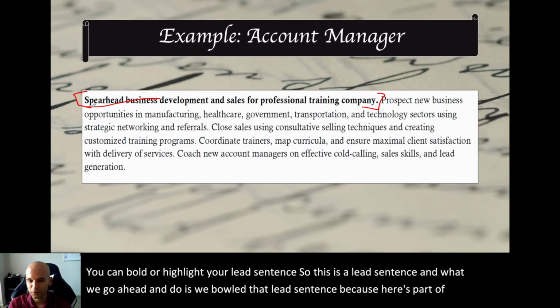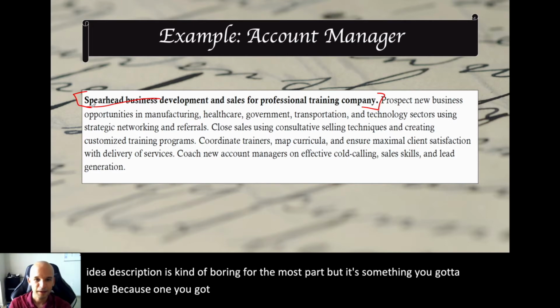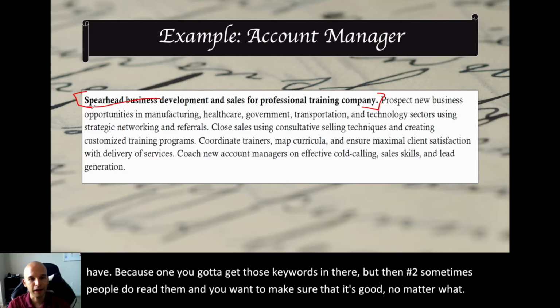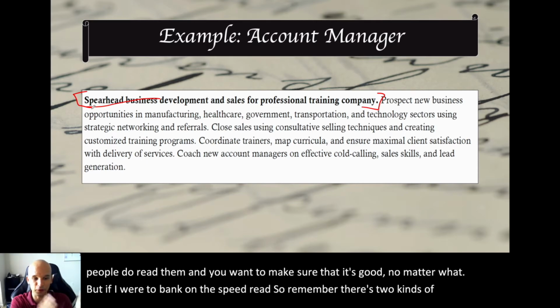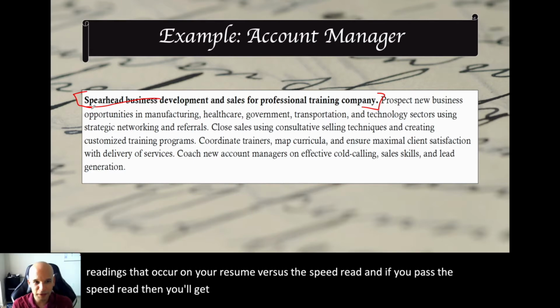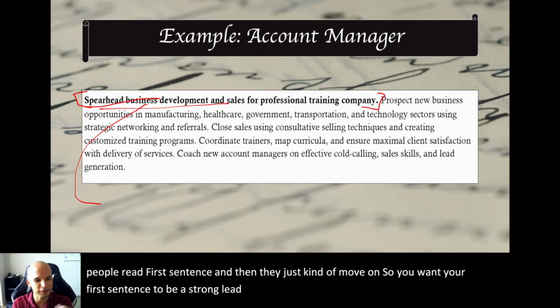Description's kind of boring for the most part, but it's something you got to have because one, you got to get those keywords in there. But number two, sometimes people do read them and you want to make sure that it's good no matter what. But if I were to bank on the speed read, remember there's two kinds of readings that occur on your resume. First is the speed read, and if you pass the speed read, then you'll get the slow read. For the speed read, most of the time people read the first sentence and then they just kind of move on. So you want your first sentence to be a strong lead sentence that gives a summary overall of what all of this is.